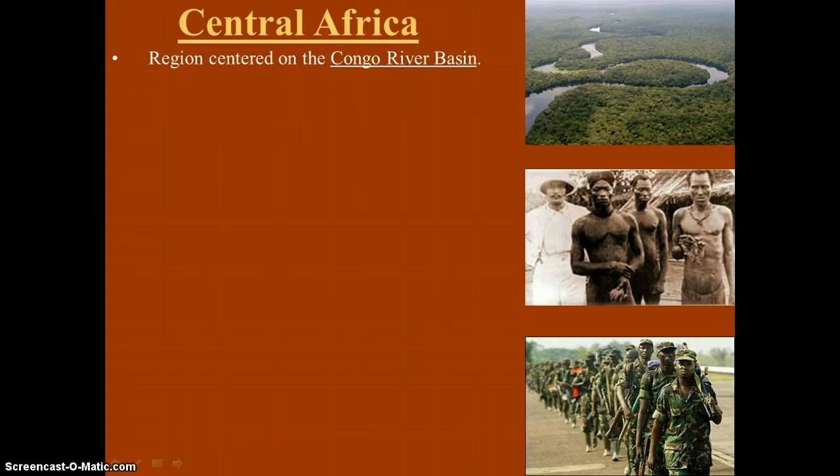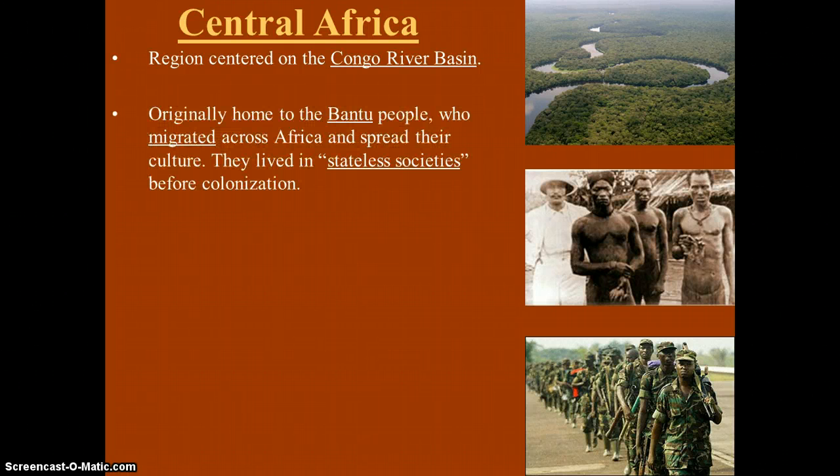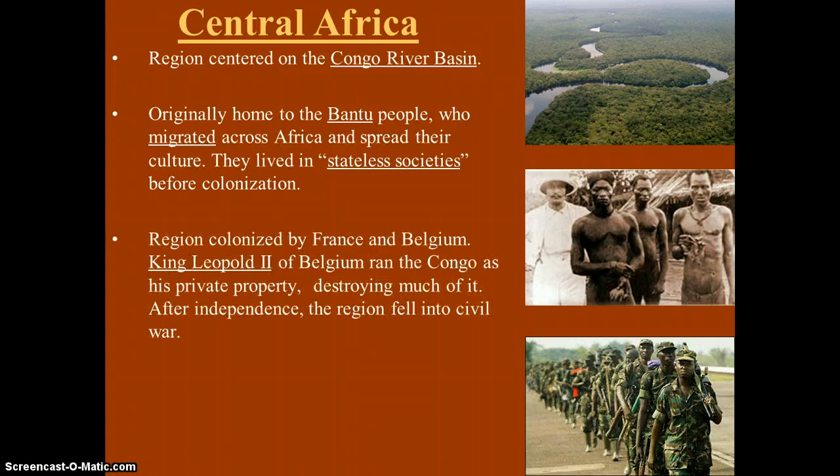Alright, Central Africa. It's a region centered on the Congo River Basin, originally home to the Bantu people who migrated across Africa and spread their culture. They lived in stateless societies before colonization. The region was colonized by France and Belgium. King Leopold II of Belgium ran the Congo as his private property, destroying much of it. Again, he was coming in after the resources.